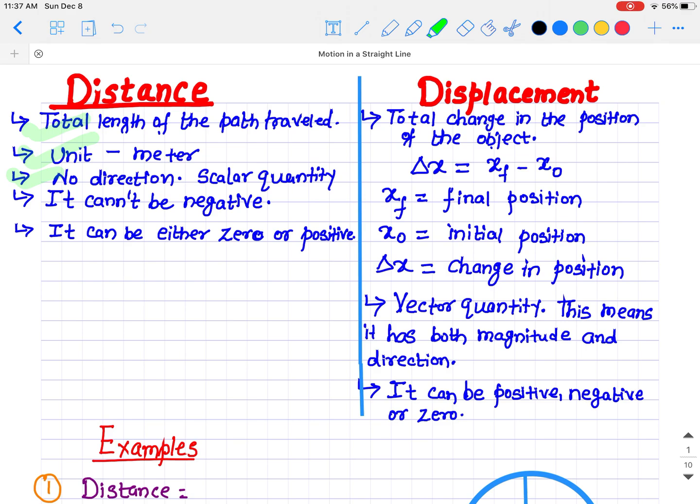And as the distance does not have any direction, it cannot be negative. It's only positive. So it can be either 0 or positive. So that's about the distance. Now, the displacement. What is the displacement?